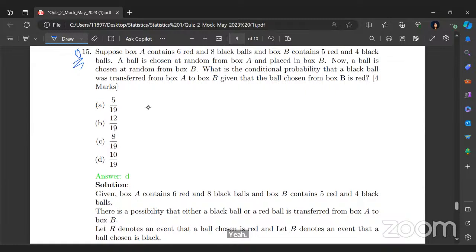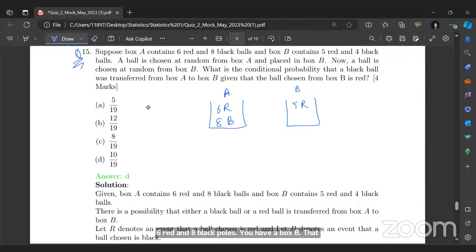Okay, the question says you have a box A that contains 6 red and 8 black balls. You have a box B that contains 5 red and 4 black balls. Now a ball is chosen at random from box A and placed in box B. So you choose one ball from here and place it in box B.